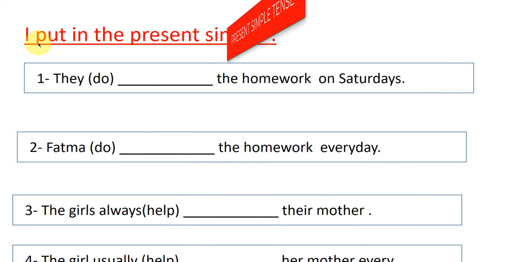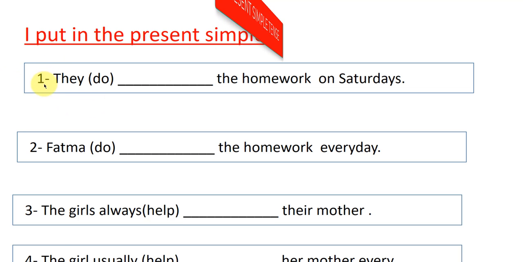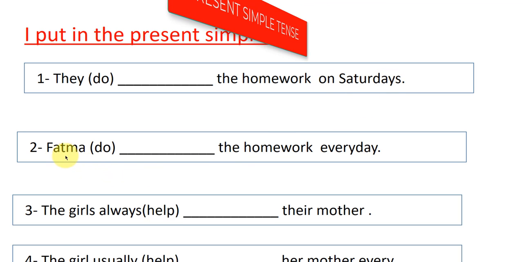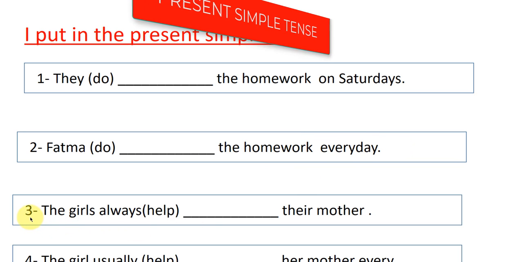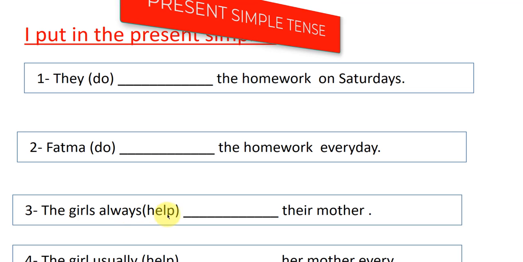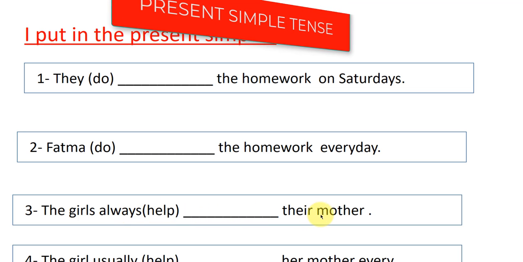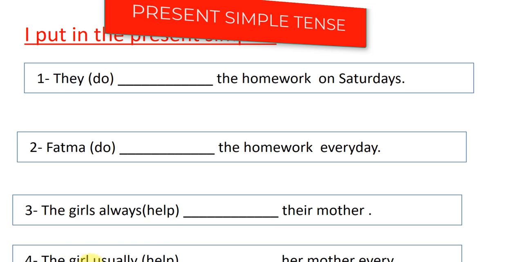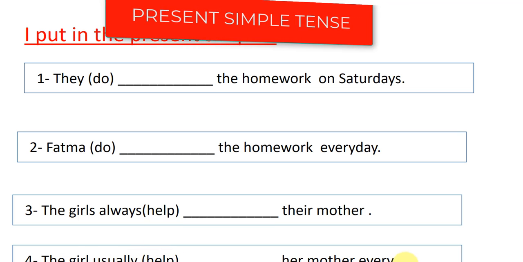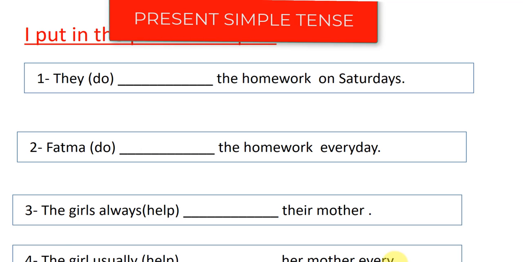Here we have 4 sentences to be put in the present simple tense. Read here with the teacher. I put in the present simple tense. 1. They, the verb is do, the homework on Saturdays. 2. Fatma, the verb do, the homework every day. We have 3. The girls always help dash their mother. Okay, we have always. And here we have 4. The girl usually help, the verb is help, her mother every day. Okay.